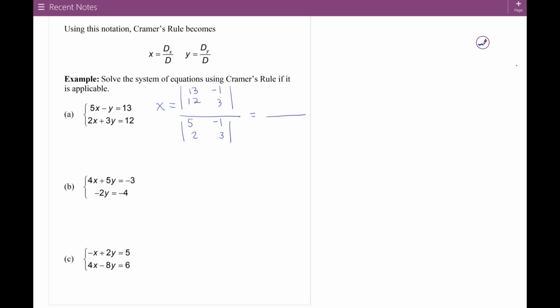So in the numerator, I'm going to have 13 times 3 minus 12 times negative 1. And in the denominator, 5 times 3 minus 2 times negative 1. So I'm going to have 39 plus 12 over 15 plus 2. So I'm going to have 51 over 17, which is 3.